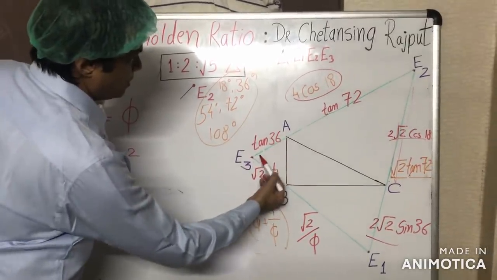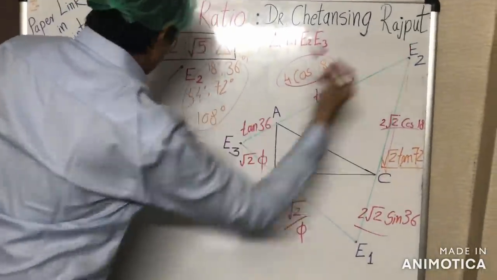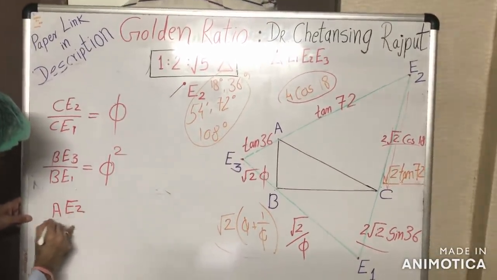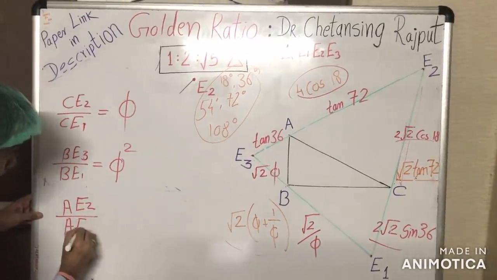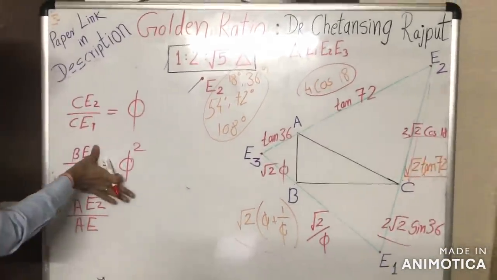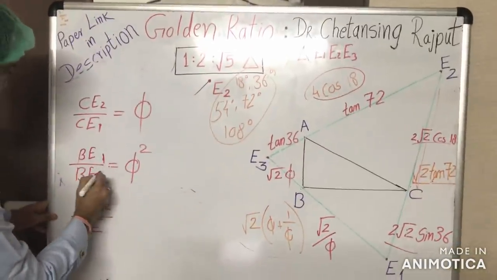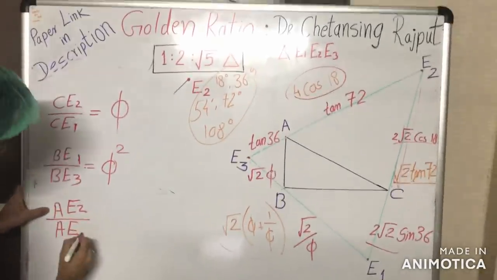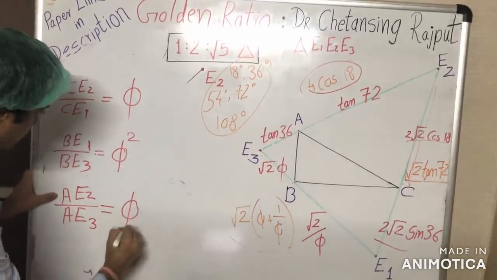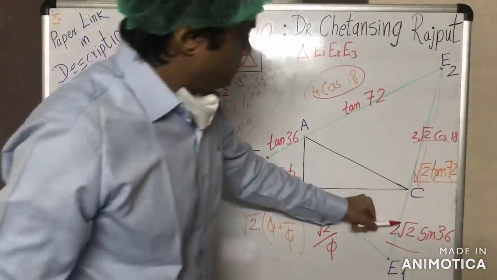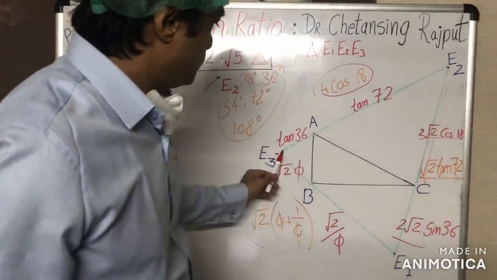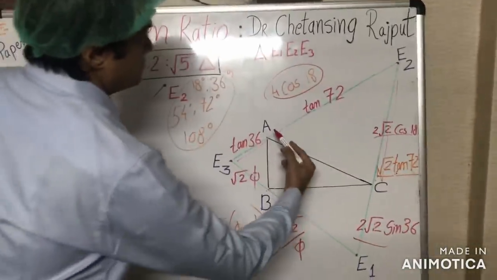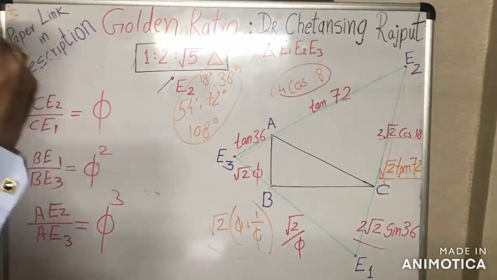Similarly, AE3 and AE2. The ratio between AE2 upon AE3. This is 1, this is 3. Here AE2 upon AE3. This is equal to phi cube. Ratio between this and this side, golden ratio. Ratio between this part and this part, square of golden ratio. And ratio between AE3 and AE2 is cube of golden ratio.